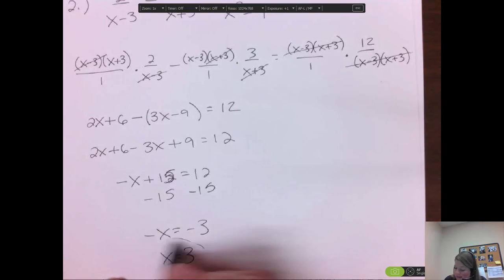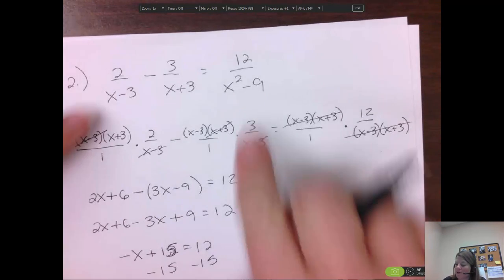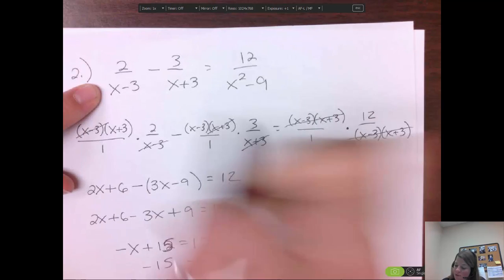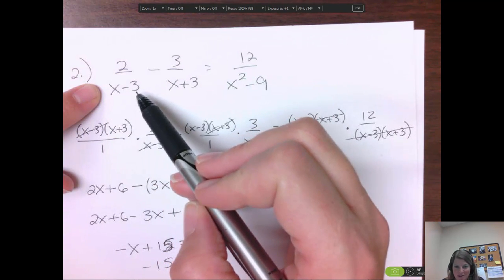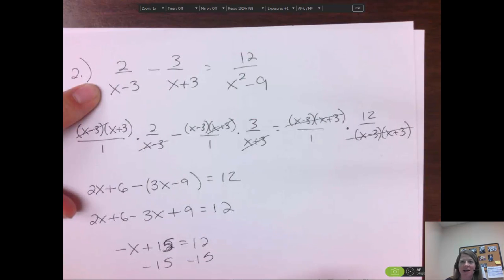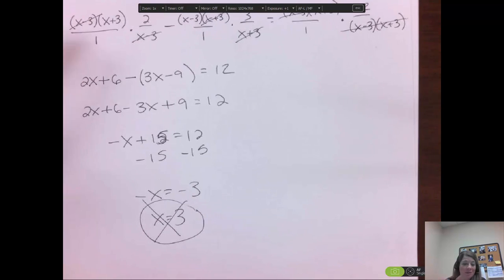Now check this answer. Go back up to the original problem. If you put 3 here, do you get a 0 in the denominator? Why, yes, you do. So this is actually an extraneous solution and it can't actually work. So you really have no solution.